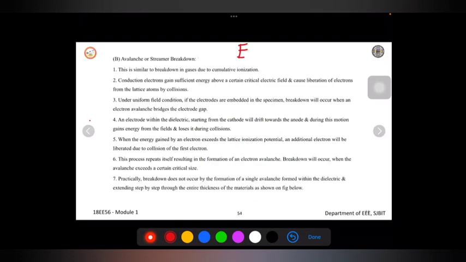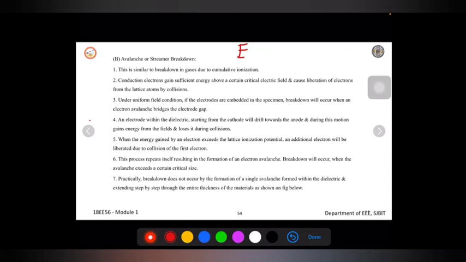The second one is called avalanche or streamer breakdown. This is almost similar to the cumulative ionization you have seen in the breakdown of gases, with respect to Townsend's second ionization coefficient. There was an extra ionization due to the bombardment of electrons over the cathode surface. That is where we say cumulative ionization.